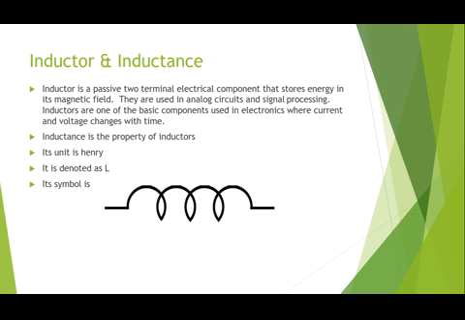Next, inductor and inductance. Inductance is a property of inductors. Inductor is a passive two-terminal electrical component which stores energy in the form of a magnetic field. An inductor is used in both analog circuits and signal processing. It is one of the basic components used in electronics, where current and voltage change with time. Its unit is Henry. It is denoted by the letter L. Its symbol is shown below.